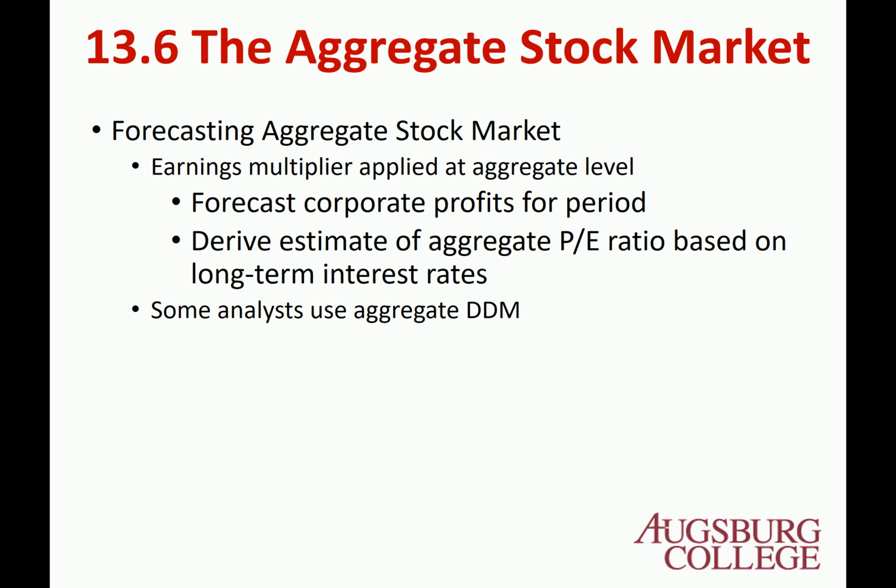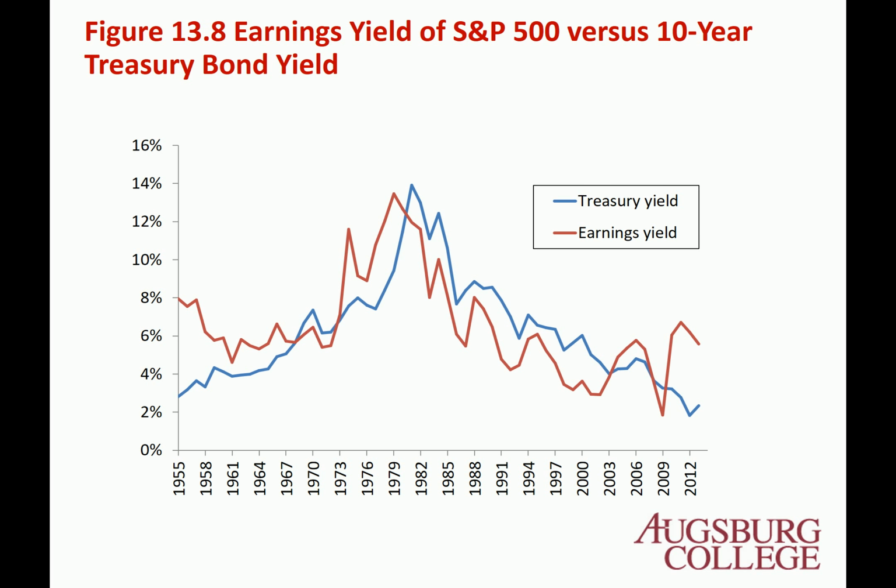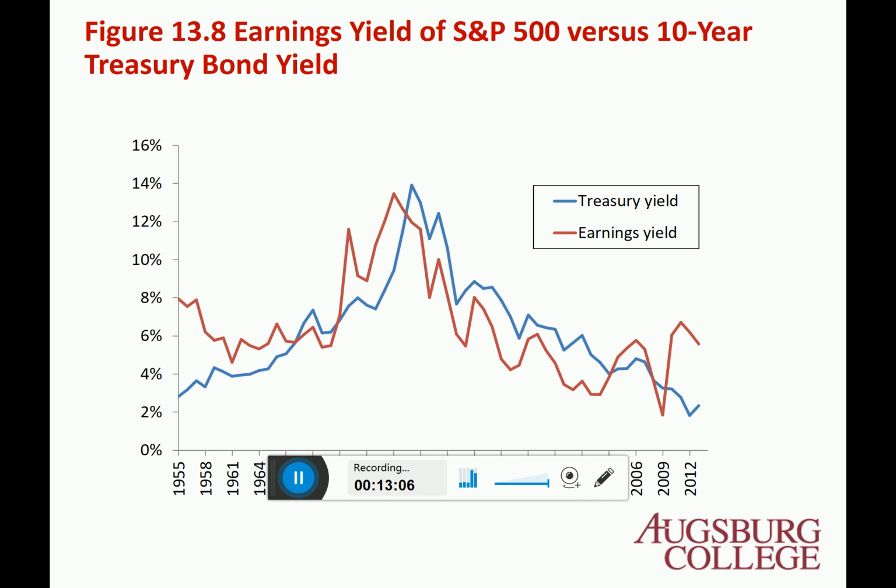Okay. What about forecasting the aggregate stock market? For the aggregate stock market, like the S&P 500, the U.S. stock market at the aggregate level, you can use aggregate PE ratios, long-term interest rates, or sometimes the aggregate DDM model, which is kind of interesting, because you can forecast the market. One thing you can do is compare the Treasury yield versus the earnings yield, and there's a certain relation between the two in the data. Then you can estimate the earnings yield of the aggregate U.S. market using interest rate data. So this is the end of chapter 13.